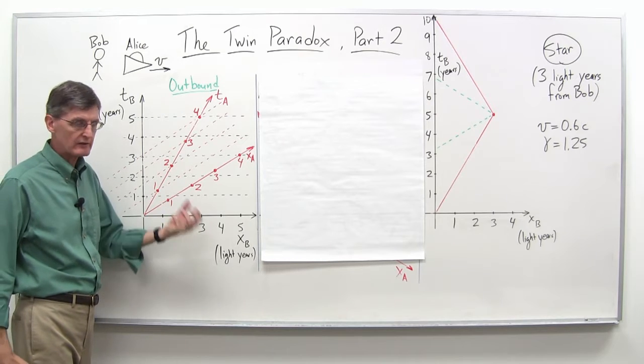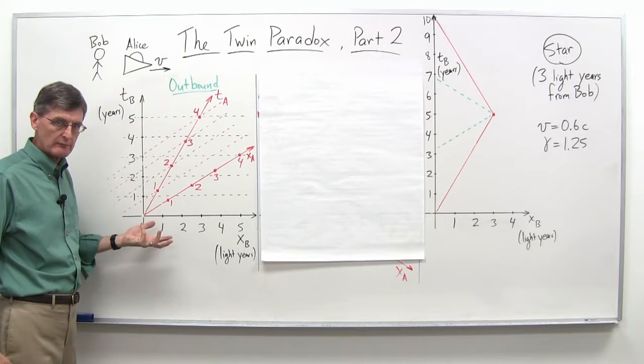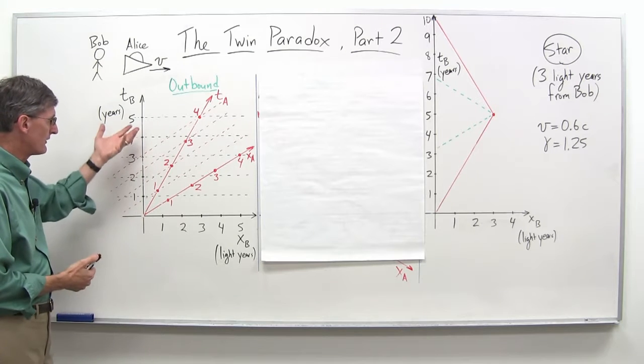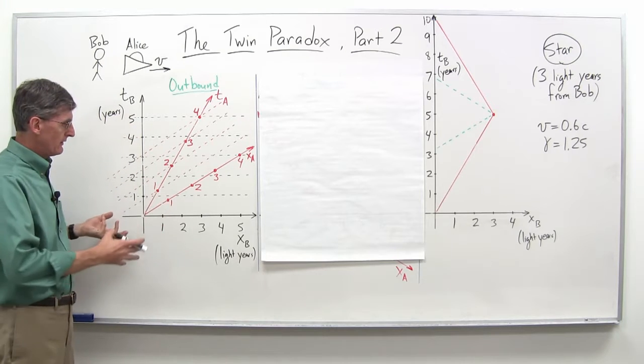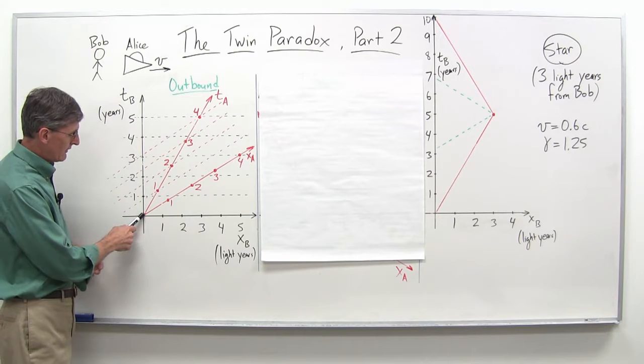Simultaneity is relative, as we've said many times before. So we can understand that from our space-time diagram here. So just to reiterate, the outbound trip is similar to things we've done before, but just to make sure we understand here. So here comes Alice.